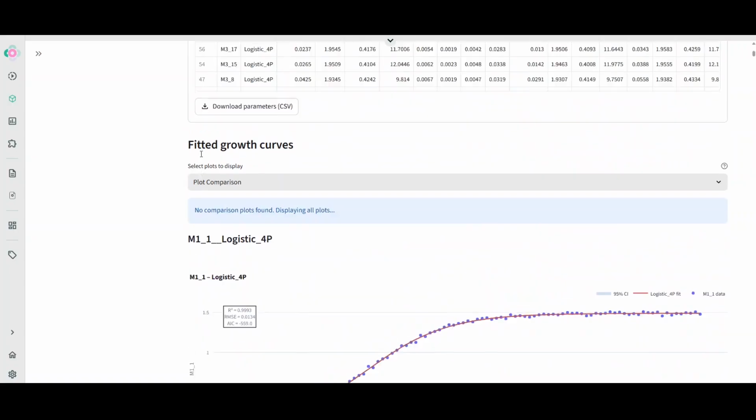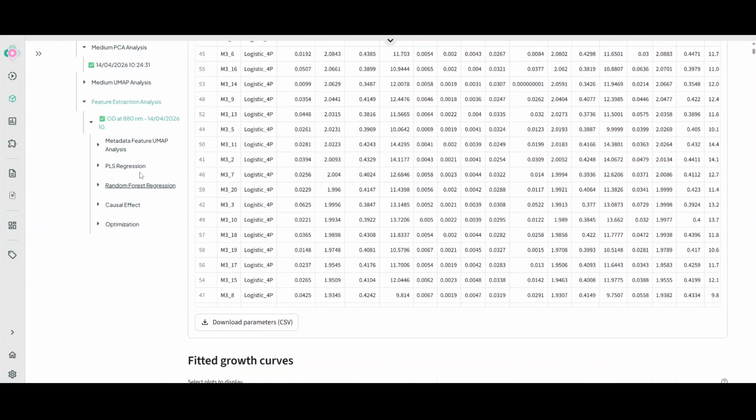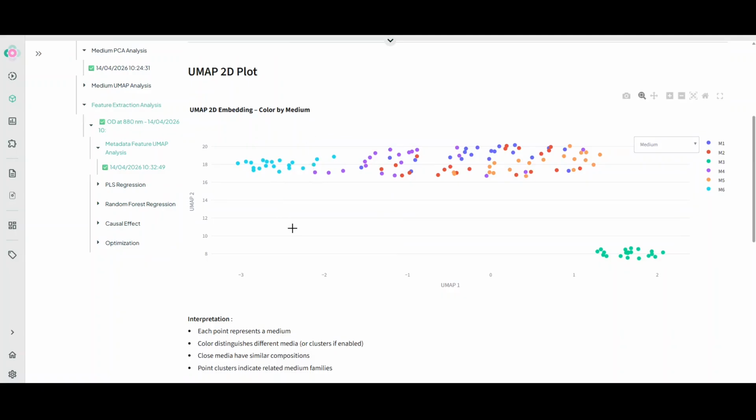With the growth features extracted, we run a metadata feature UMAP. The UMAP plot shows some clusters. The 20 replicates of each medium are grouped together, confirming that medium composition is the dominant source of variation. Their arrangement is meaningful. M3 is isolated in its own corner, and M6 is in the opposite corner.